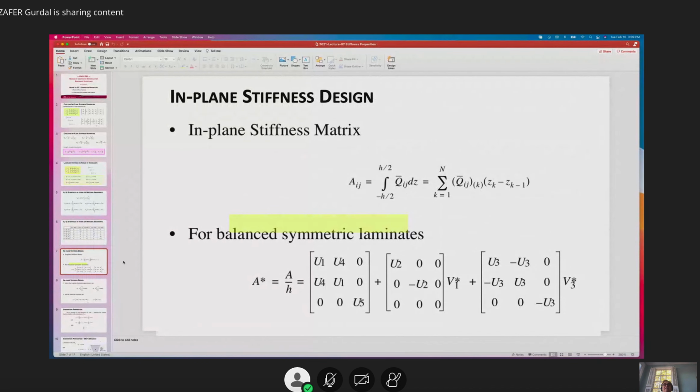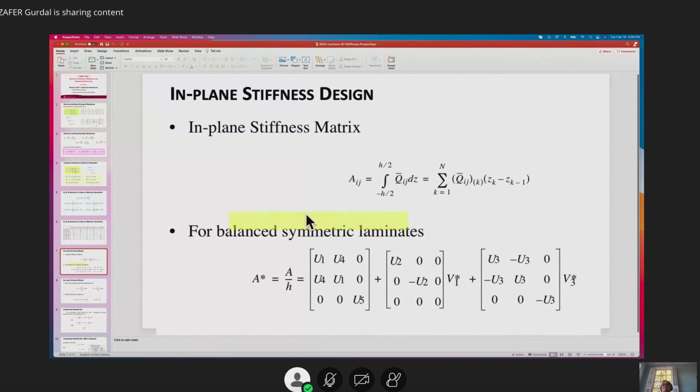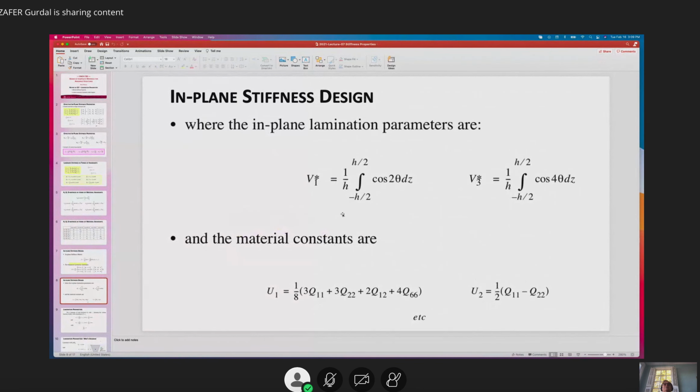From that, we could actually go to in-plane stiffness design. These are now the normalized versions of the V's, obtained by multiplying them by 1 over H, the laminate thickness. So V1 of A was the integral from minus H over 2 to H over 2 of cosine 2 theta dz. V1 star of A is 1 over H times that integral from minus H over 2 to H over 2. And so is V3 defined in this fashion.